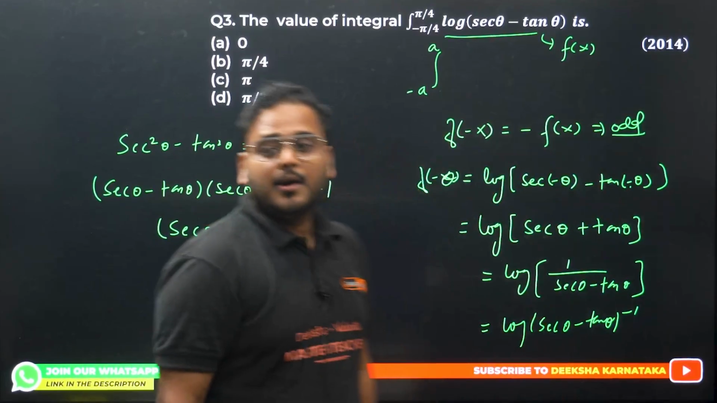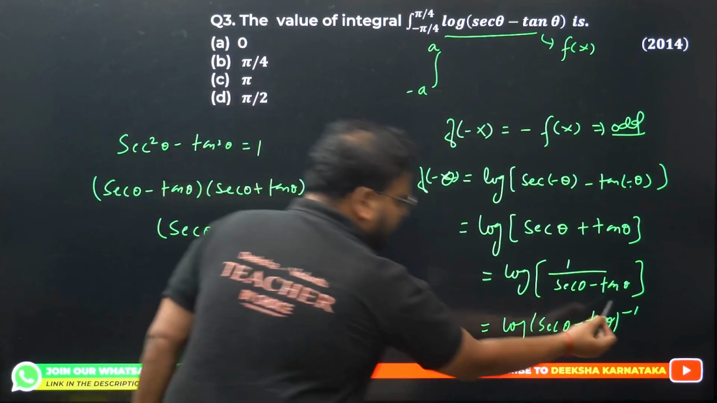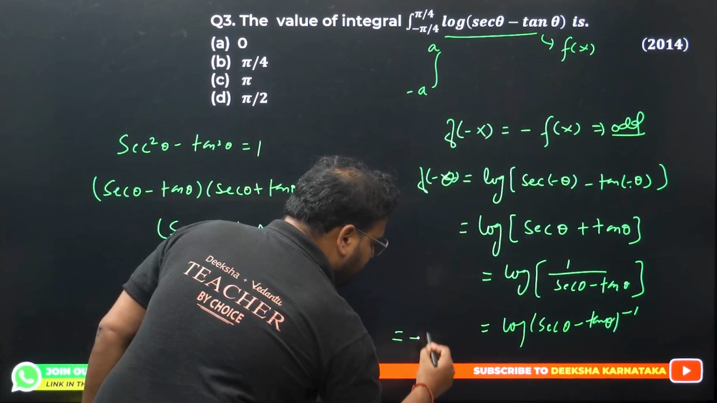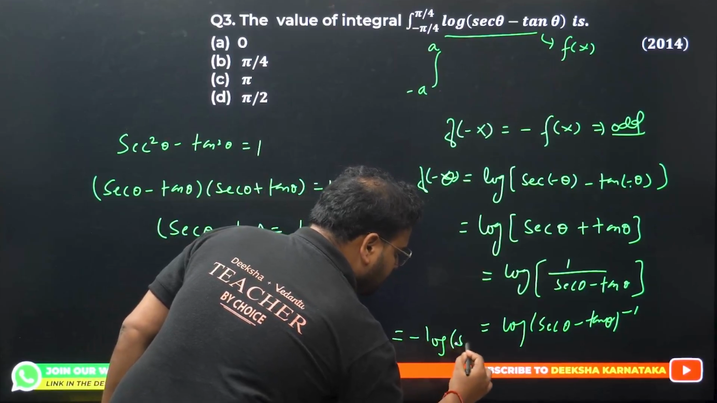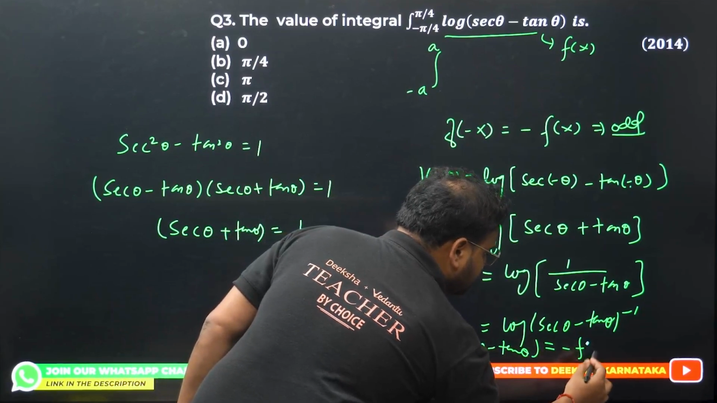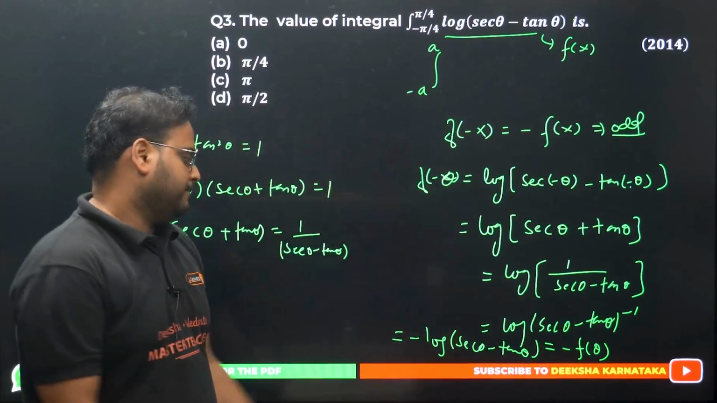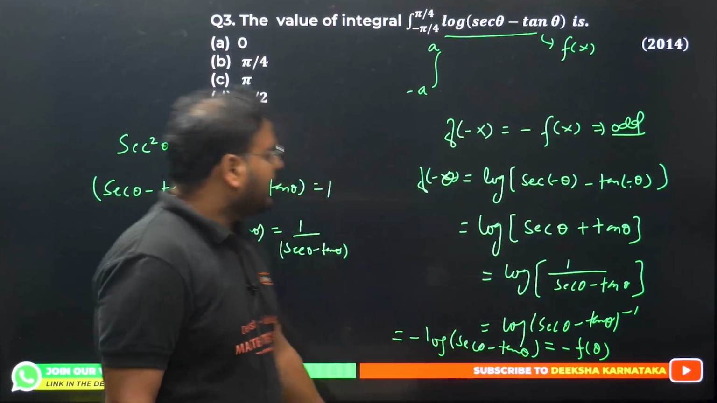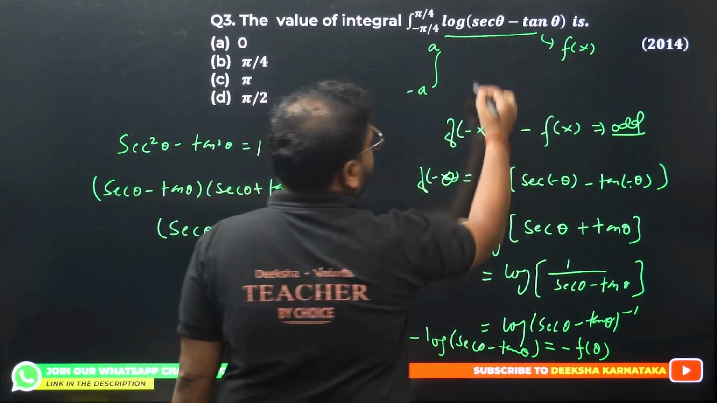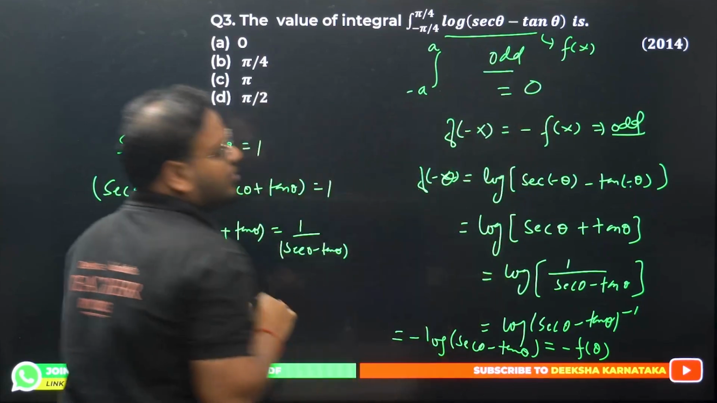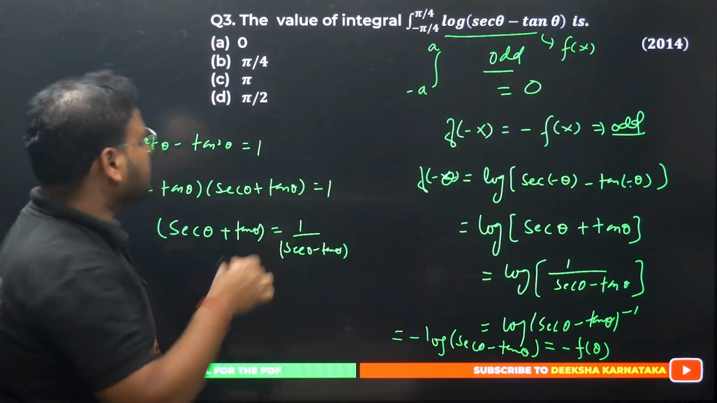To the power minus 1, we know that the minus 1 will come out as the coefficient. So the next step will be minus log of sec theta minus tan theta, that is nothing but minus f theta. This was the f theta, please check. I am getting this as minus f theta. It means the given function is an odd function, hence the answer is 0. Integral from minus a to a for an odd function is always 0.